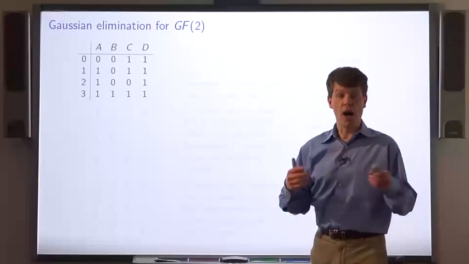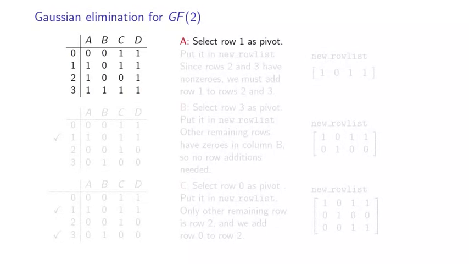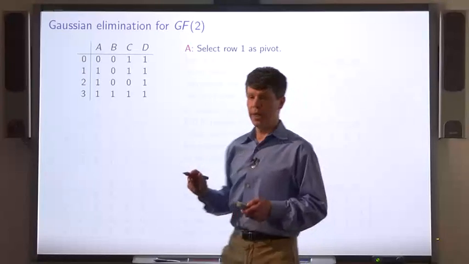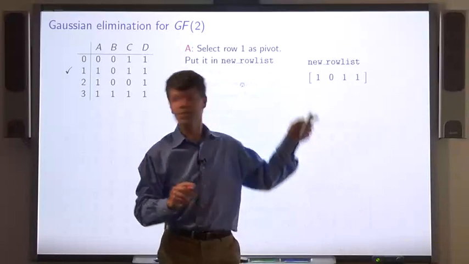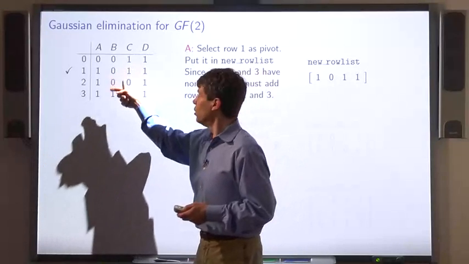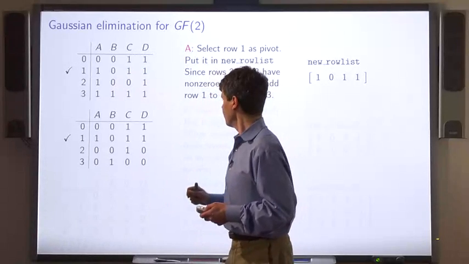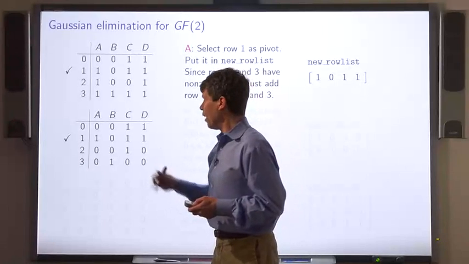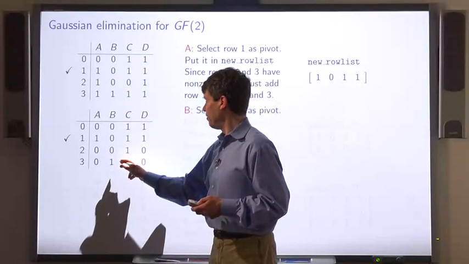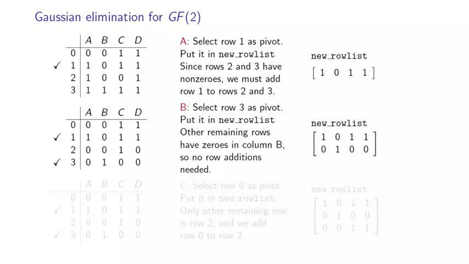Let's see how the algorithm operates on a matrix over GF2. The algorithm starts with column A. The algorithm selects row 1 as the pivot row, so it puts that row into new row list. And now, since rows 2 and 3 have non-zeros in column A, the algorithm uses the pivot row to wipe out those non-zeros. And here's the result. Now, column B. The algorithm selects row 3 as the pivot row, adds it to new row list. The other rows have zeros in column B, so we don't have to do any row addition operations.